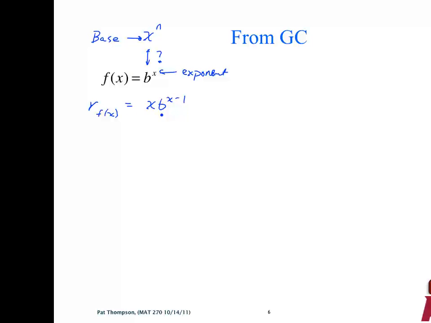Okay? So millions of calc students have tried it. It does not work. It's not the power rule because we're starting with a totally different kind of function. So what are we going to do? How are we going to get it?